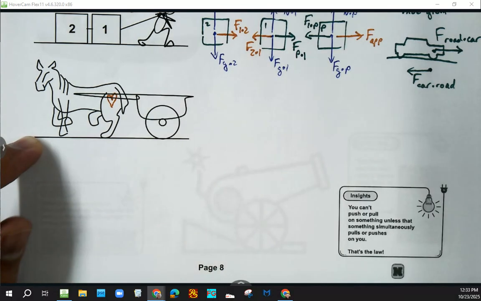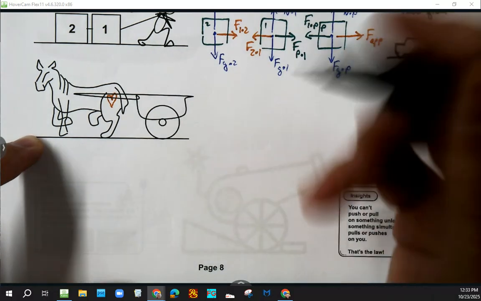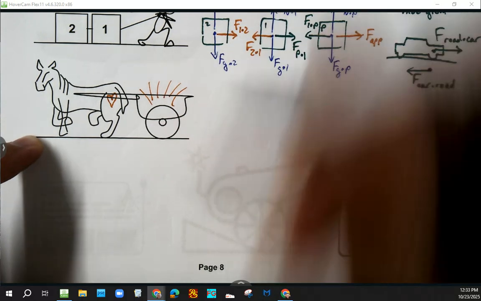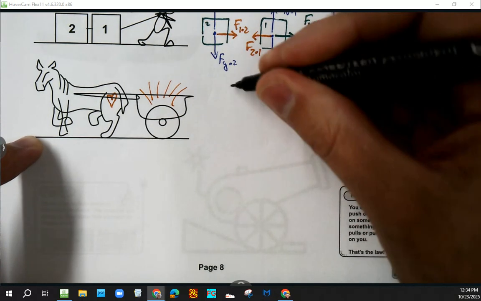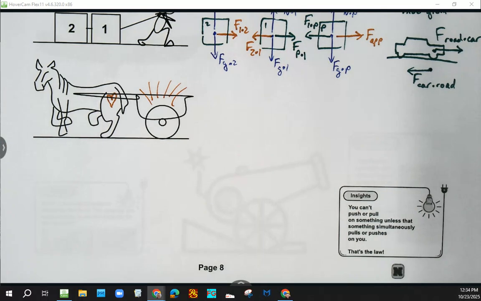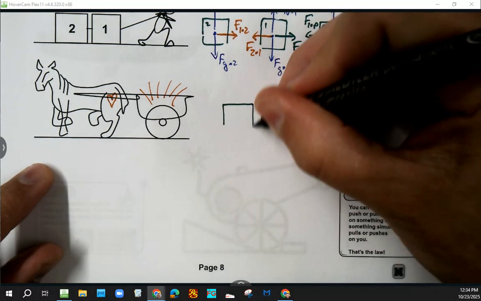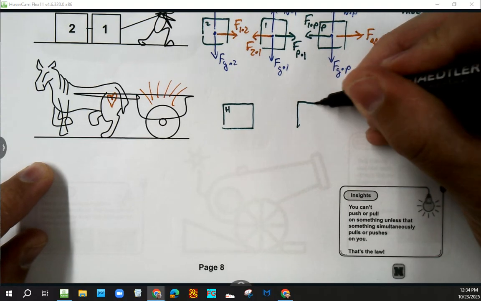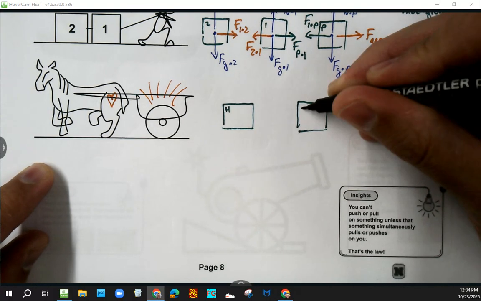There we go. All right, so I got this horse, and we can dress this up and say there's hay in the cart or something like that. But if I was going to do a free body diagram for this one, I could do my horse, put a little H on it, do my cart. That's what we're going to call this. We're going to call this a cart. Okay?